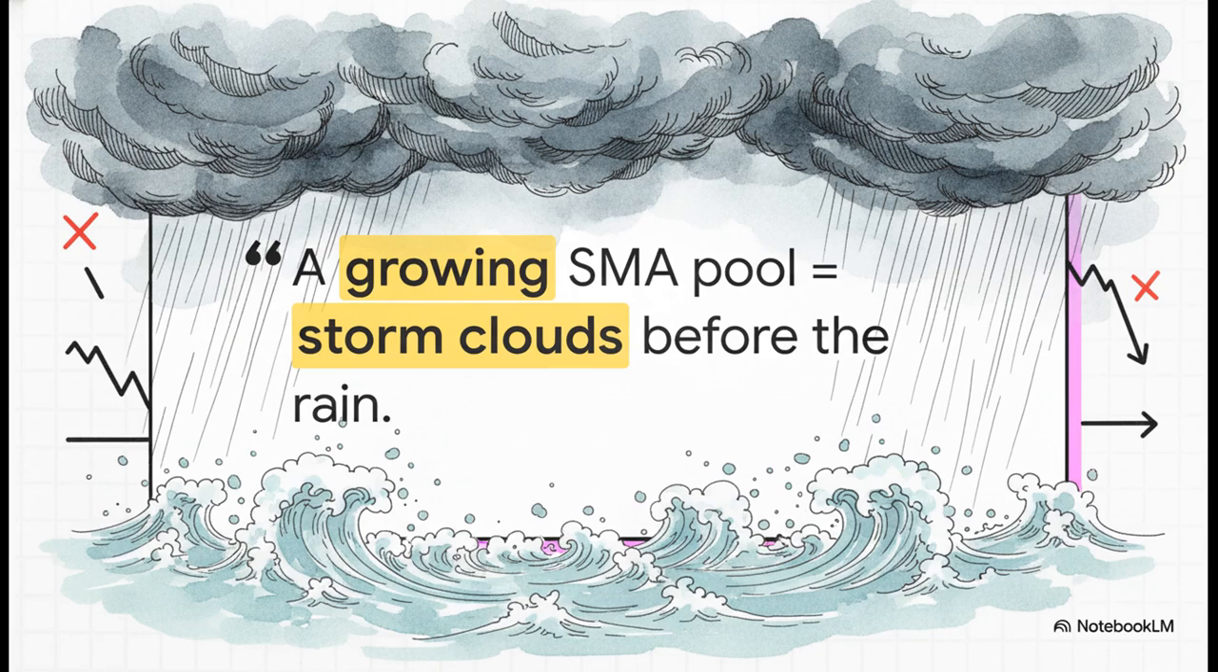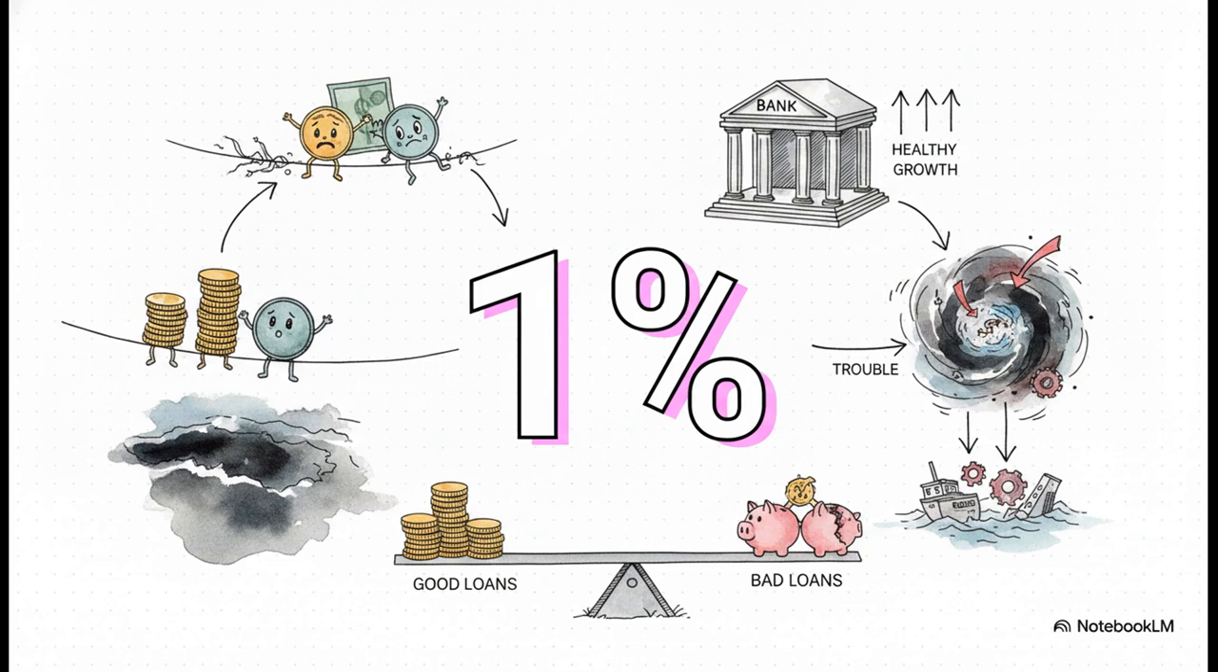Which brings us to this fantastic analyst rule of thumb from the text. A growing SMA pool equals storm clouds before the rain. Seriously, analysts watch the SMA list like hawks. Why? Because it's a leading indicator. If the SMA pool is expanding, it's literally predicting future trouble well before those bad loans ever show up in the headline numbers. And when those wobbling loans do finally slip, analysts have a very strict benchmark.